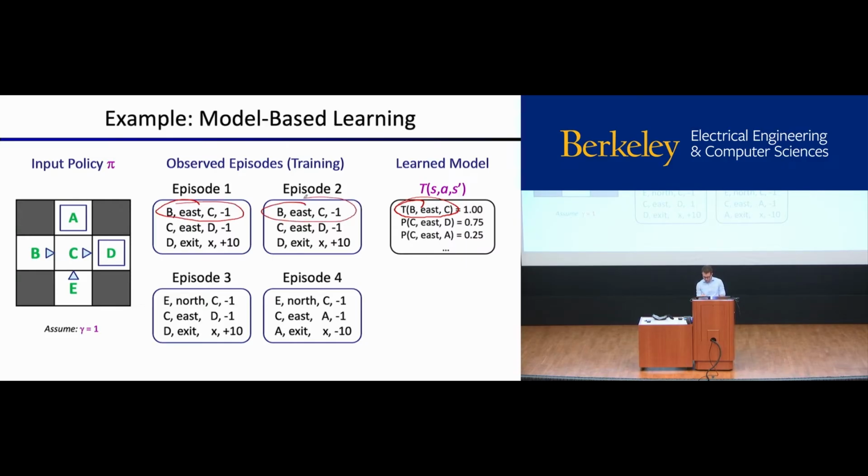Here's another B, east, C. Are there any more? Did I miss any? I don't think so. So this is saying all of the B, east pairs end up in C, so 100% is totally reasonable for what we estimate. Maybe it is 100%, maybe it's not. Maybe we don't have enough data to be sure. We only have 4 episodes. But for what we have seen, 100% is a reasonable guess for this transition probability.